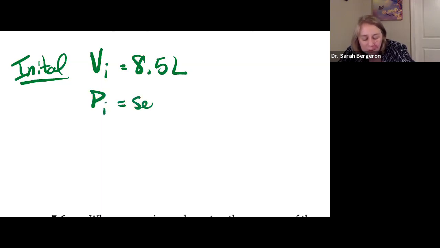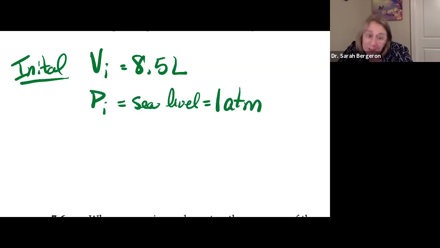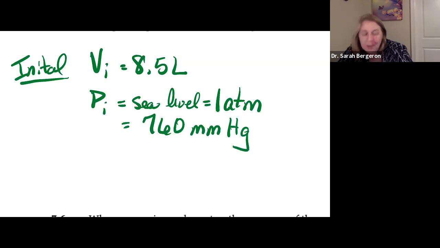Sea level is the same thing as 1 ATM. You have to know that. What is the same thing as 1 ATM? 760 millimeters of mercury. Okay, so they want the answer.